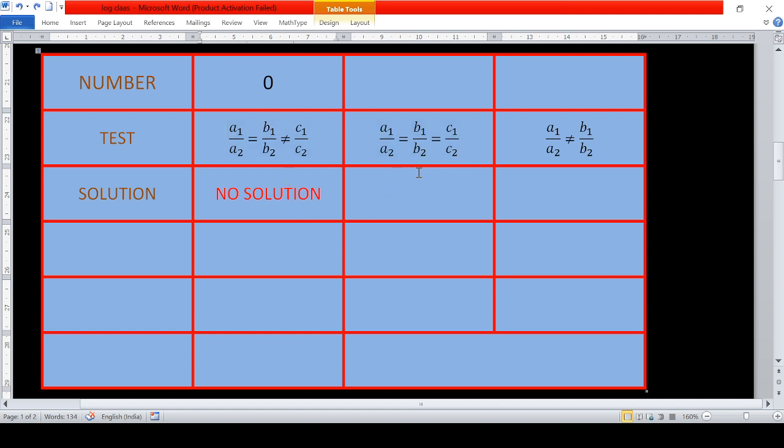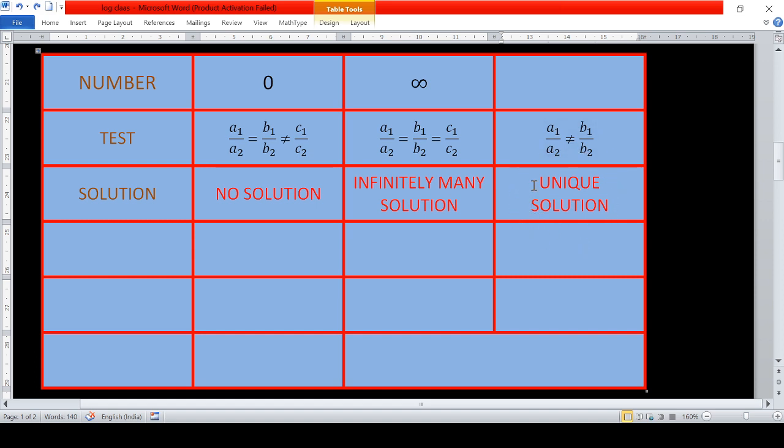Suppose the system holds the second condition. What is the second condition? a1/a2 = b1/b2 = c1/c2. Then the system will have infinitely many solutions, which is symbolized as infinity. Next, suppose the system holds the third condition, a1/a2 ≠ b1/b2. You can say it has a unique solution.